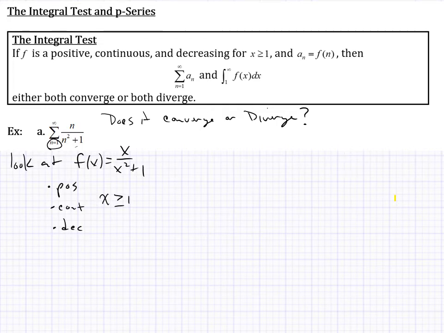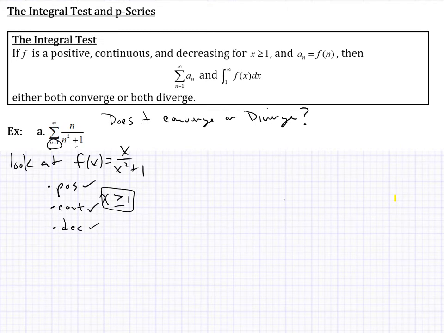Is this true? Well, I think you can clearly see that this would definitely be positive, so that's good. Continuous, well, as long as the denominator is not 0, which it never is because x squared plus 1 never equals 0, it's continuous. And decreasing: as x gets bigger and bigger, the denominator is going to grow faster than the numerator, so this will definitely go to 0, which means it's going to be decreasing. So all those things hold. I'm not going to make you prove any of those things, but you can clearly look at the function and see if they're all happening.